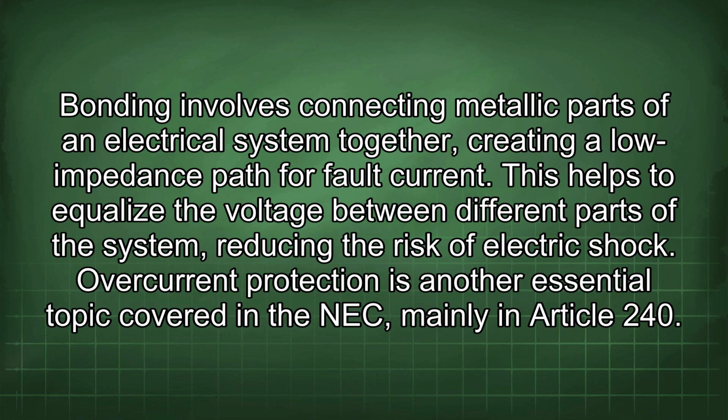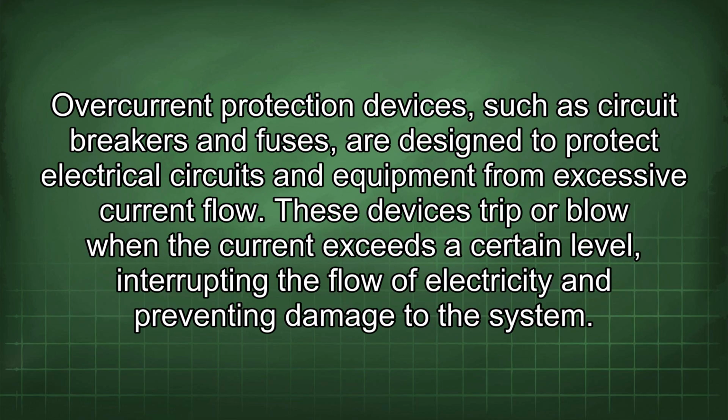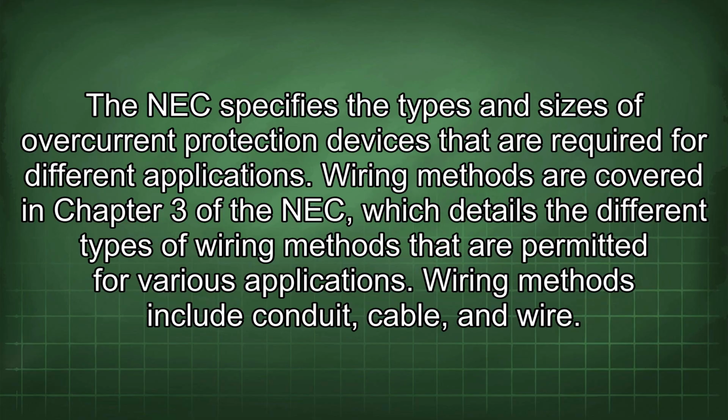Overcurrent protection is another essential topic covered in the NEC, mainly in Article 240. Overcurrent protection devices, such as circuit breakers and fuses, are designed to protect electrical circuits and equipment from excessive current flow. These devices trip or blow when the current exceeds a certain level, interrupting the flow of electricity and preventing damage to the system. The NEC specifies the types and sizes of overcurrent protection devices that are required for different applications.